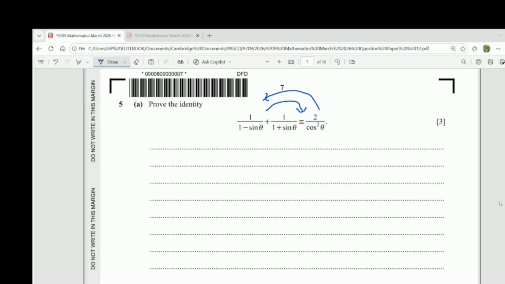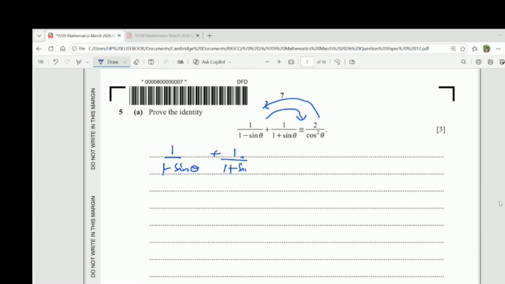Starting with 1 over 1 minus sine theta plus 1 over 1 plus sine theta. Straight away we find the LCM, which is 1 minus sine theta times 1 plus sine theta, which is basically the difference of two squares. So that's going to be 1 minus sine square theta. So I have from the left hand side 1 over 1 minus sine theta plus 1 over 1 plus sine theta, which is equal to, our LCM is 1 minus sine theta times 1 plus sine theta.